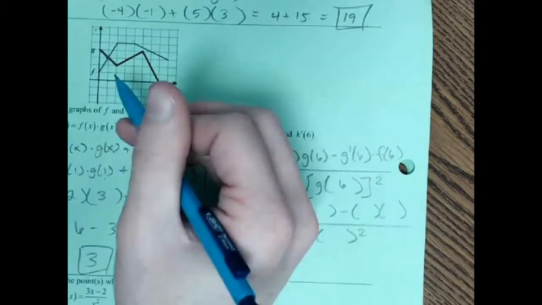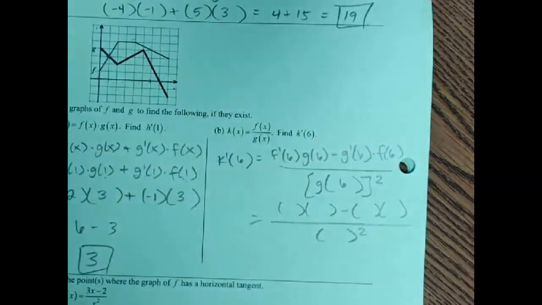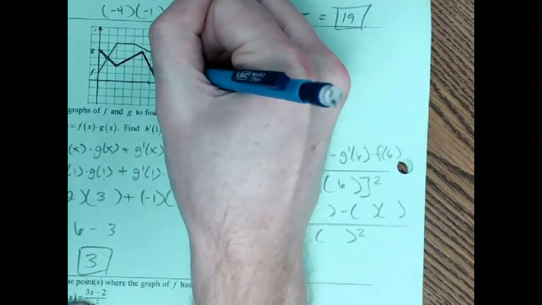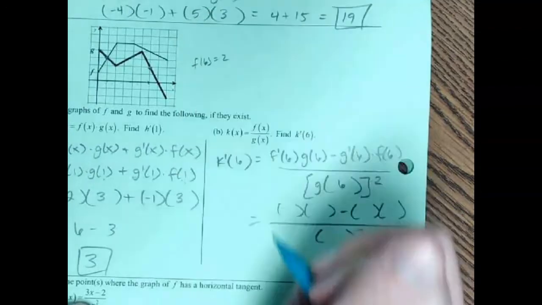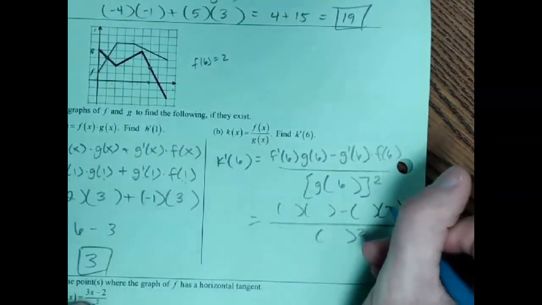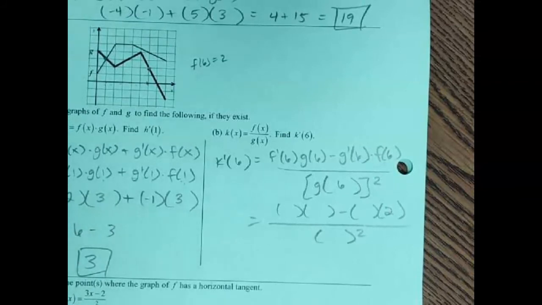6. 1, 2, 3, 4, 5. Here's 6. Let's get all the stuff for the f function first. So here's the point. So f of 6 is going to end up being 2. So let's plug that in. F of 6 is 2. Yep, there we go. And then, let's see. We need the next one.